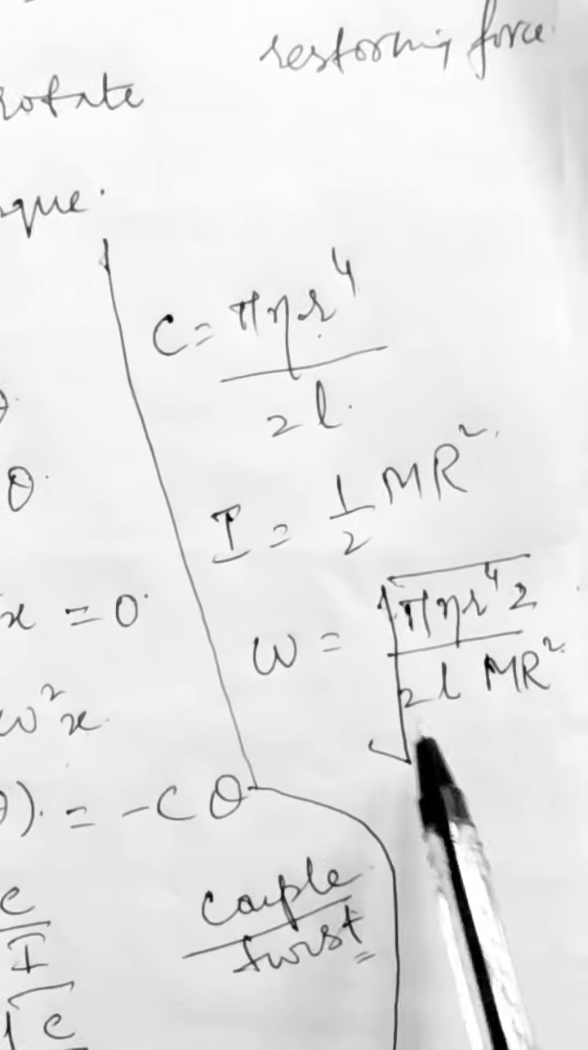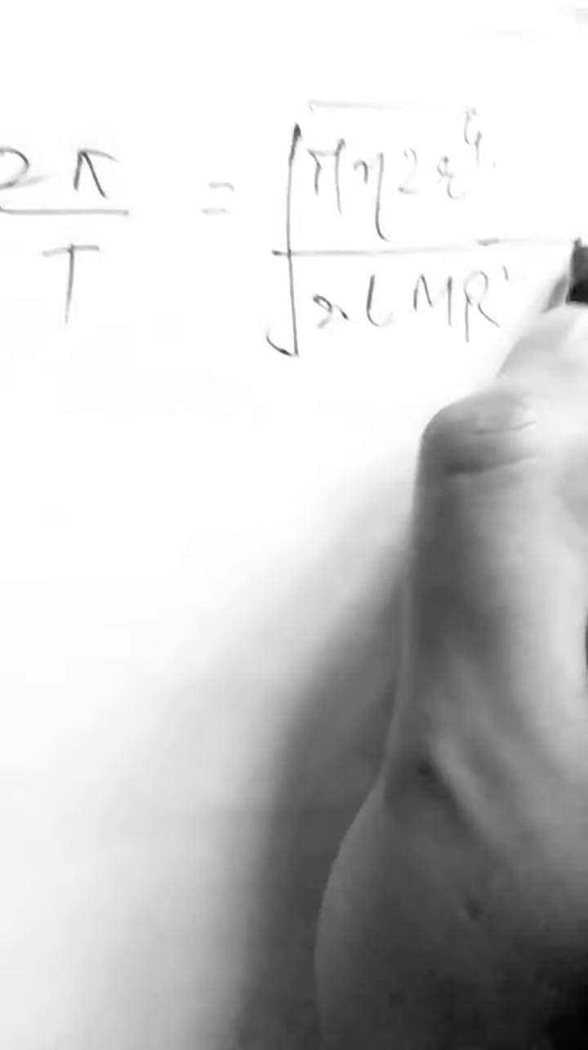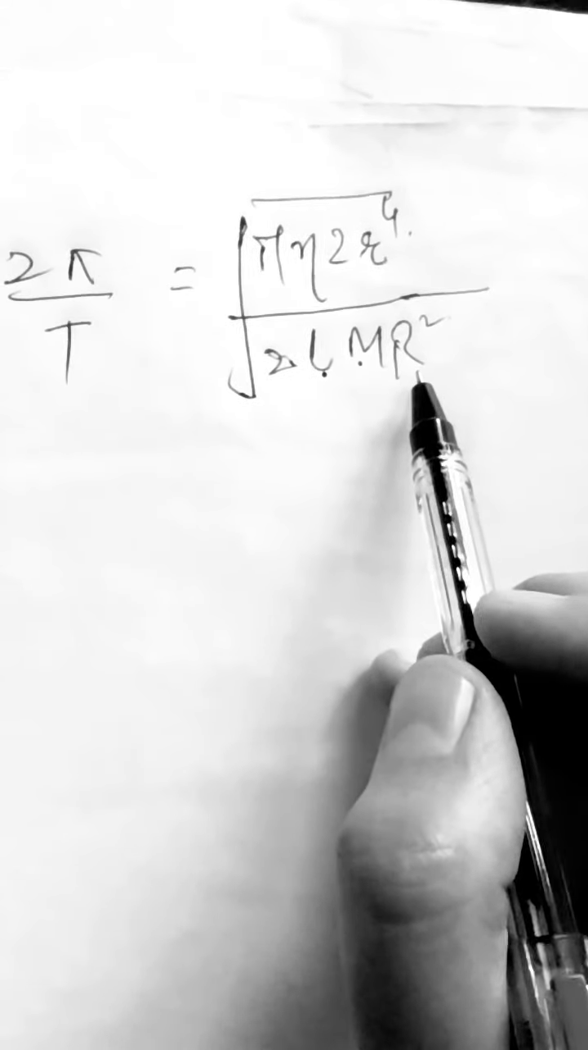Now you can also choose to write it as omega is equal to 2 pi by T. Omega is also equal to 2 pi by T, and that will further be given by, you can write all these things again, under root pi eta r 4 divided by 2L m r square, where you have to identify that this r is the radius of the rod, L is the length of the rod, m is the mass of the disc, r is the radius of the disc, and eta is the modulus of rigidity that we are essentially interested to find, right?